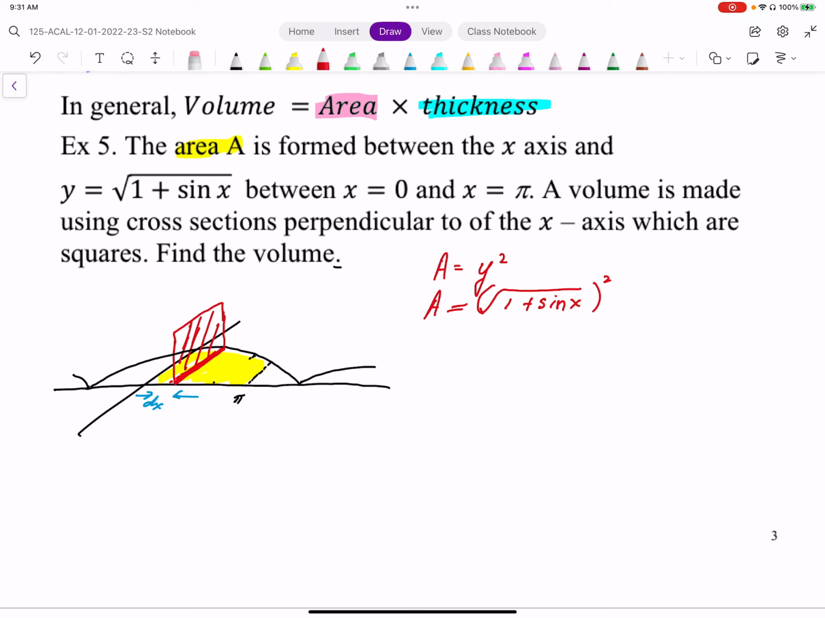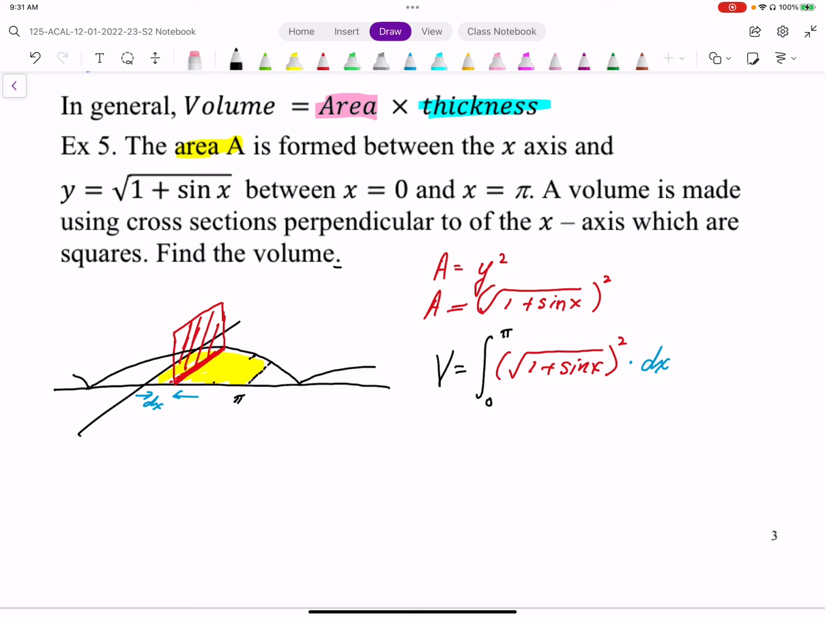So then if I want to find the volume, the volume is going to be the integral of the area: square root of 1 plus sine x, the height of the graph, squared gives me the area of that square. I'm going to give it some thickness dx, so I'm going to multiply that by dx, and then I'm going to integrate that, or add up those slices, from 0 to pi, which is what this question told me. So 0 to pi are my bounds, which were given to me in the question.